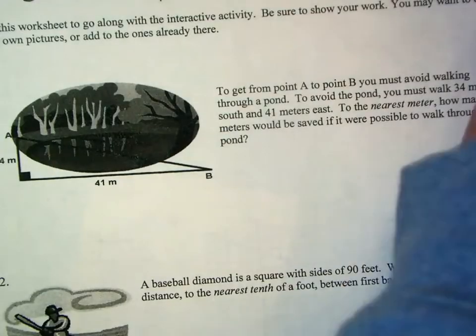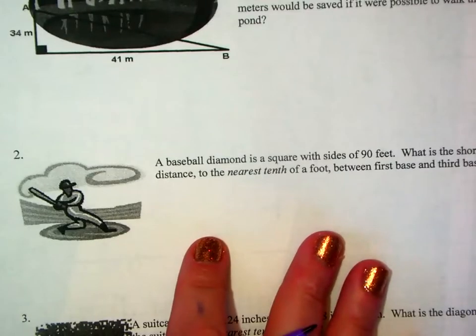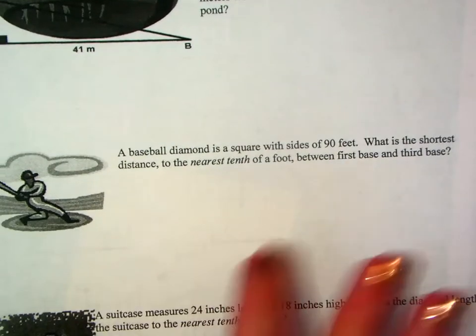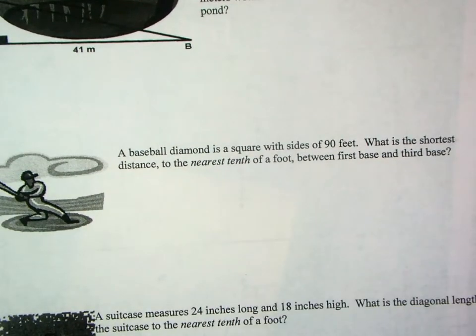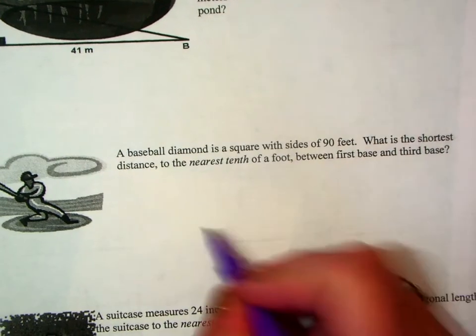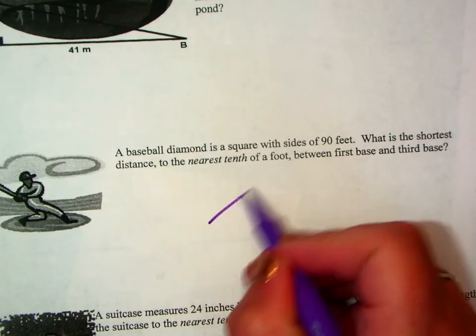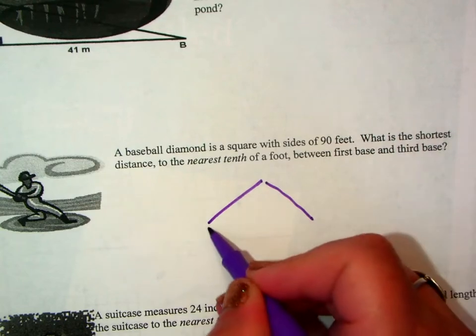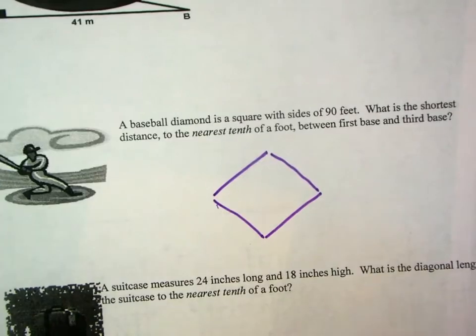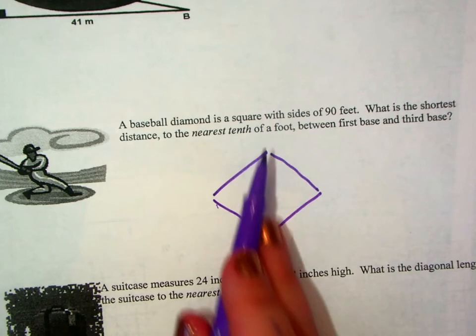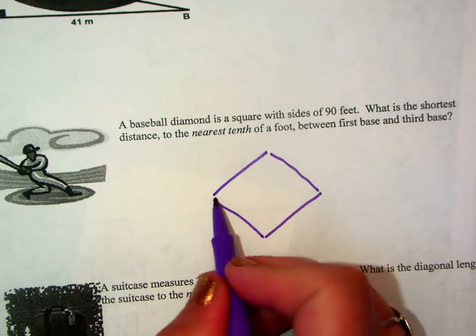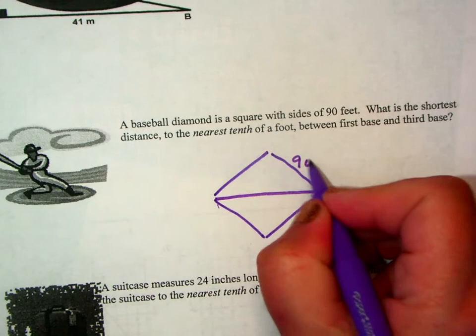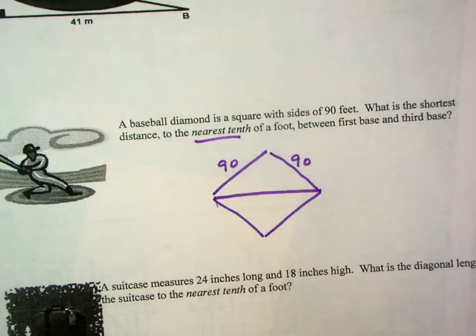Now, you're going to be asked to do some problems on this one, and a few of these word problems. So we're going to do the baseball diamond one here. Between first and third base, they're telling you the baseball diamond is a square with sides of 90 feet. I know this is not going to be the best drawing in the world, but close enough. So here's first and third base, and each side is 90 feet. And it does say, again, to the nearest tenth of a foot.